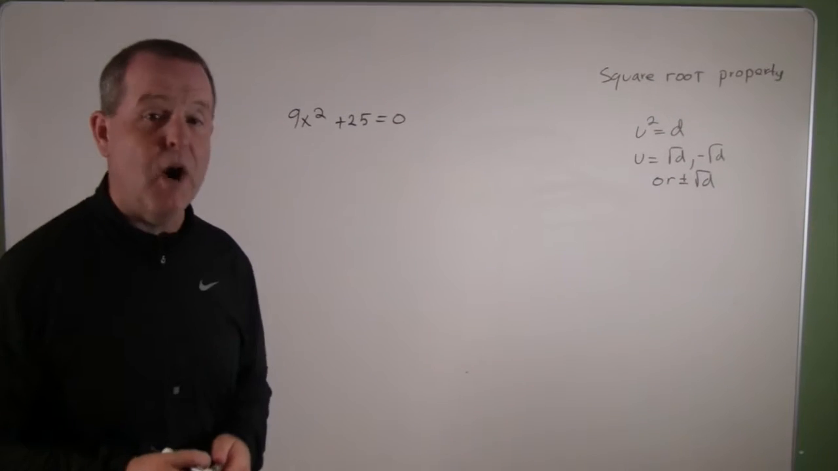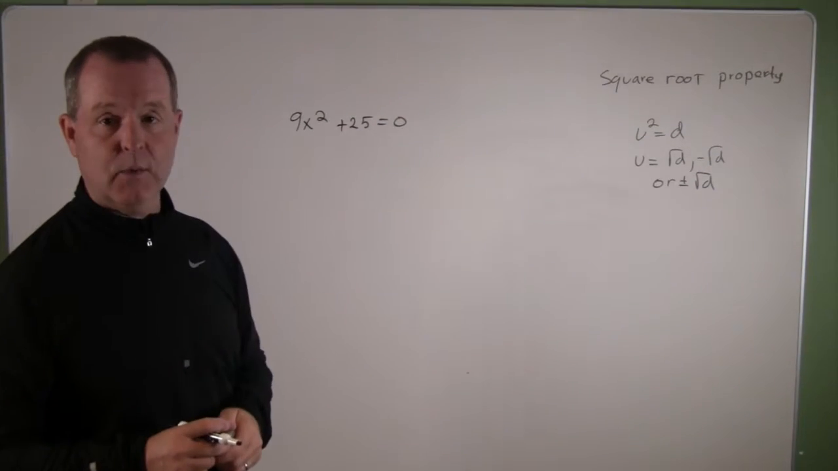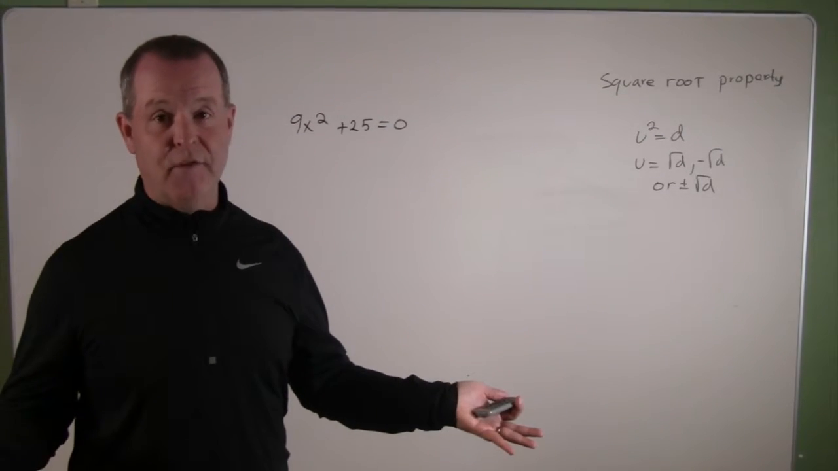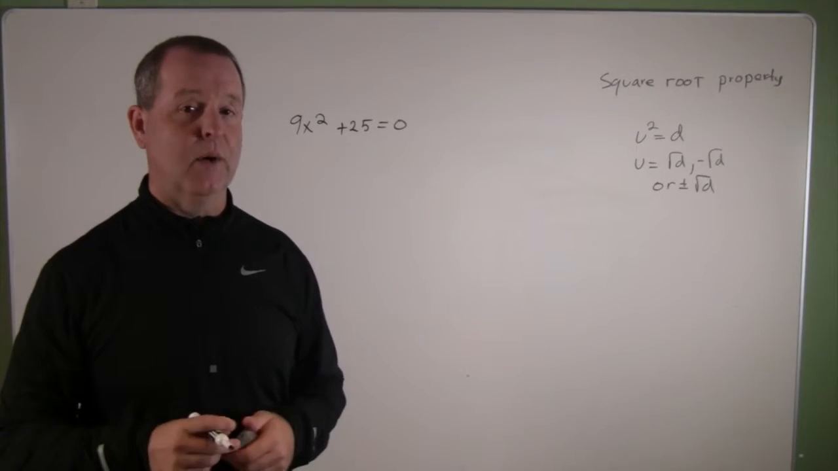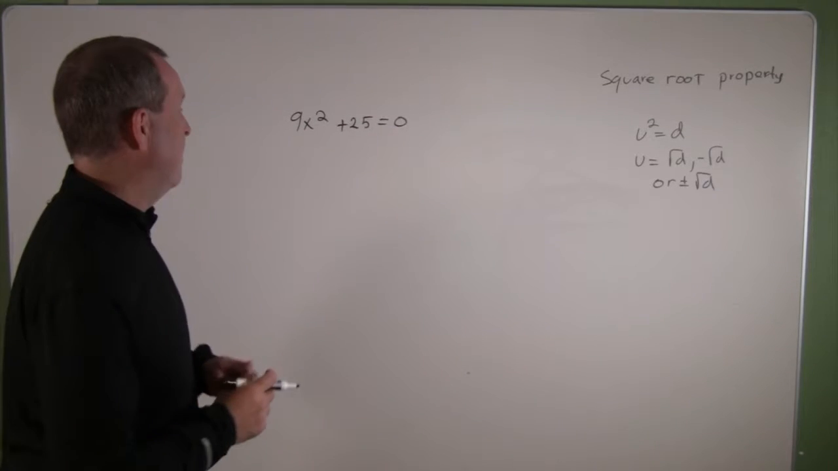Let's unpack the square root property a little more deeply here. 9x squared plus 25 equals 0. It almost looks like a difference of two squares, so I can solve it that way, but it's not. It's a sum of two squares, and we don't have a direct solution to that. So let's explore our square root property.